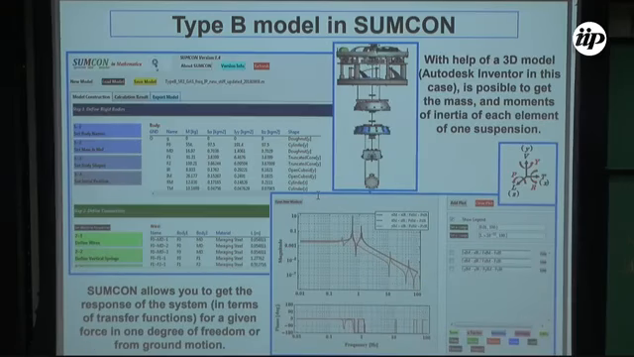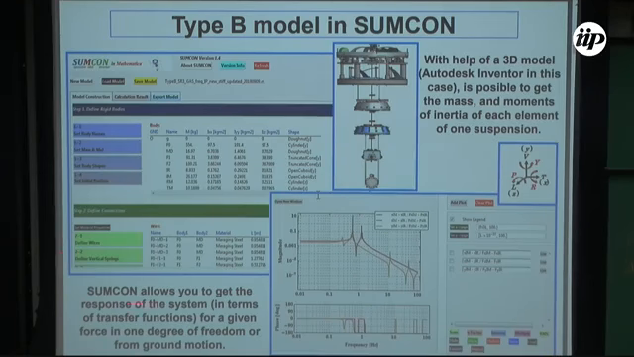So what can we do in this software? For example, if you have a CAD model that is very good in Autodesk Inventor, you can have all the masses of your system and the suspension points and the geometry of your system and include it here. Also the moments of inertia, or you can also measure this for your system and include it here in the software.